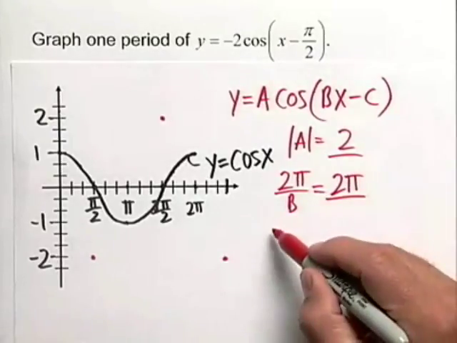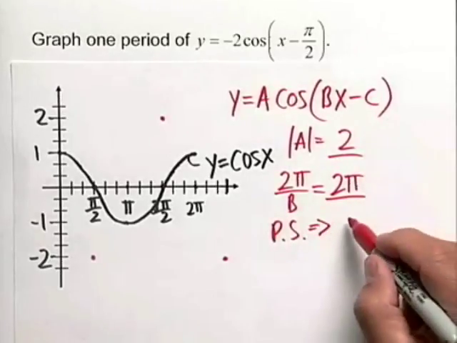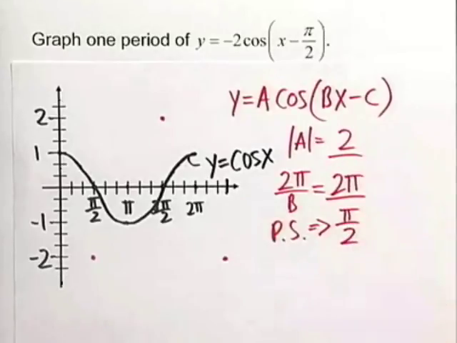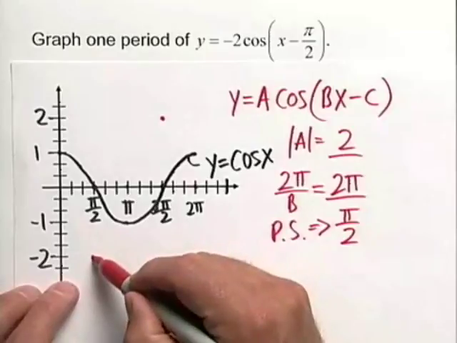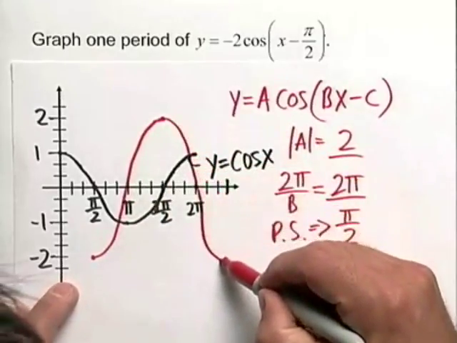And then we can talk about the phase shift, which I'll label PS for you. The phase shift in this case is c, which we have as being pi halves. So to draw one period of this, I have some points here already drawn. Go up like that. It's a beautiful looking cosine graph.